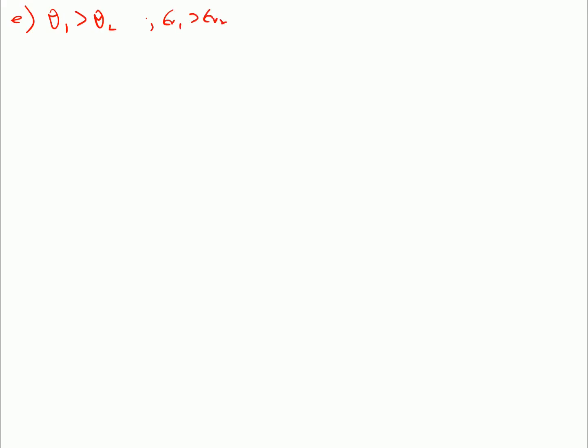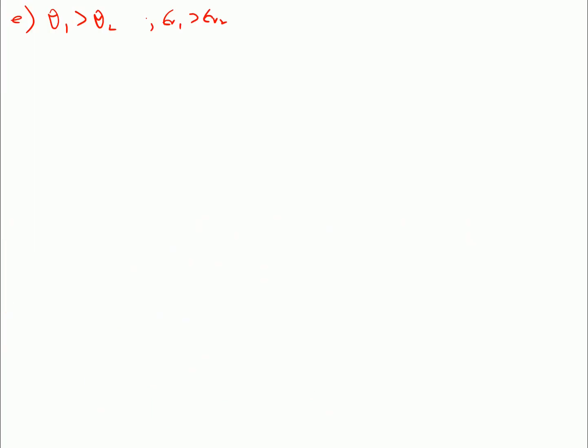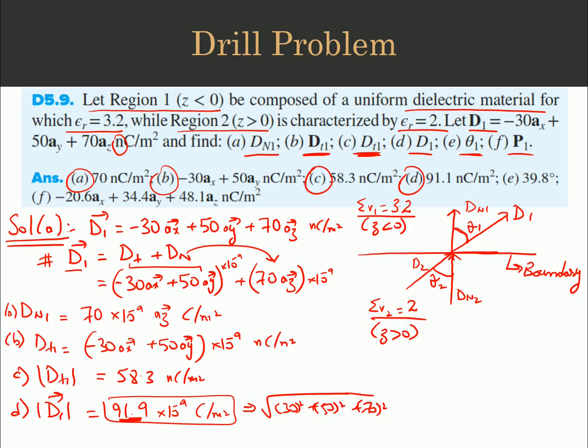With this condition in mind, if we go back to the figure, we can see it is making a normal with the base, so we can apply the cosine theta. So Dn1 is equal to the magnitude of D1 with cos theta. So theta is equal to cos inverse of 70 into 10 raised to power minus 9, the value of the normal component of D, divided by D1, 91.9 into 10 raised to power minus 9. Once you solve this, the answer will be 39.79. That's it. This is the answer.